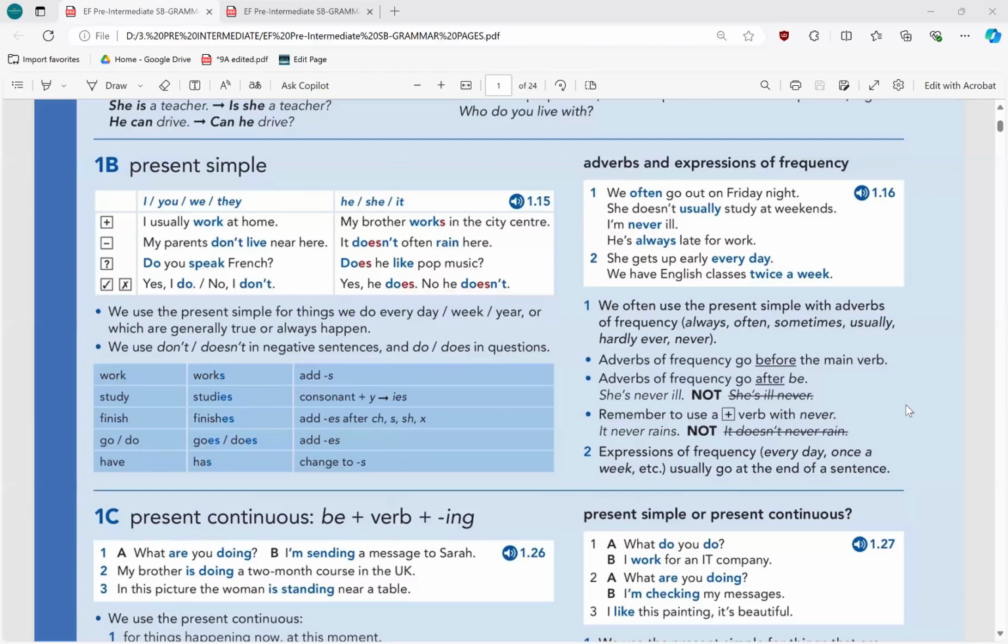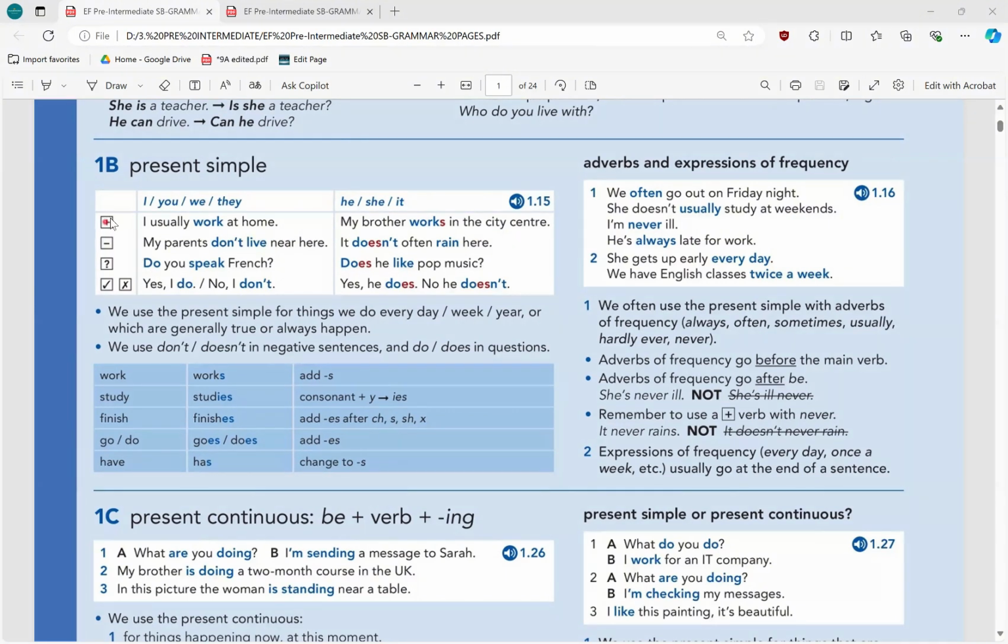Okay, so we're going to start with 1B now. I'm going to explain present simple. As you can see on the screen, we have a very structured explanation from my point of view. We have here a table explaining present simple.